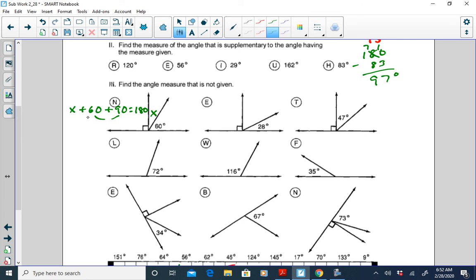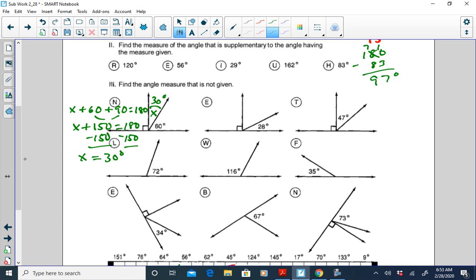We want to add our like terms. 60 and 90 is 150. X plus 150 is 180. Subtract 150 from both sides, and you wind up with X equal to 30 degrees. So the measure of that angle is going to be 30 degrees. Now this work here you would do on a separate sheet of lined paper, and you would number it or letter it, letter N.